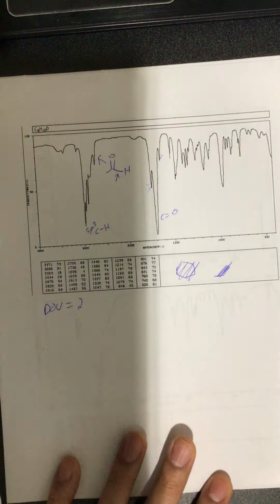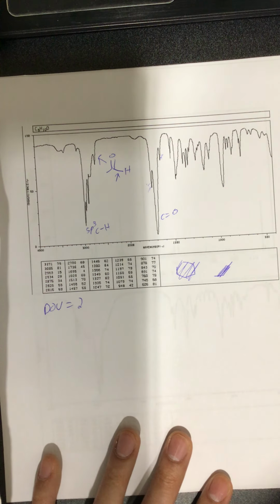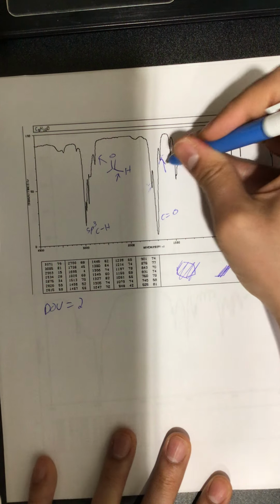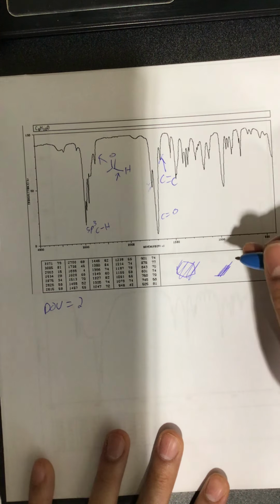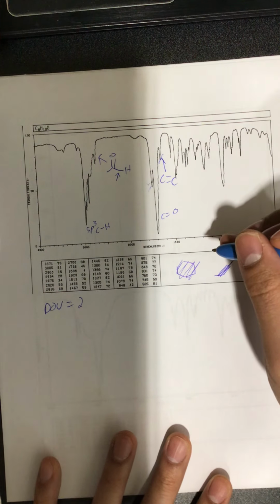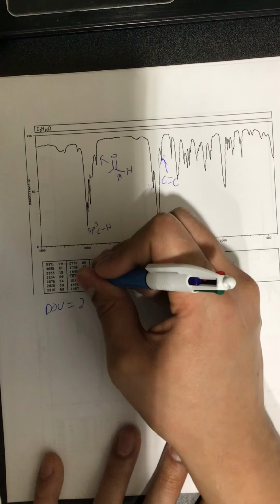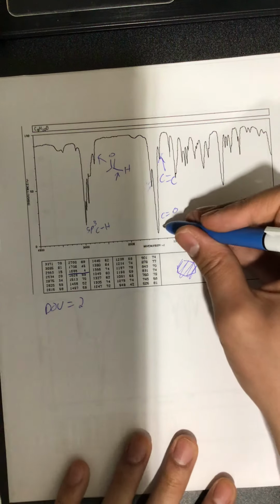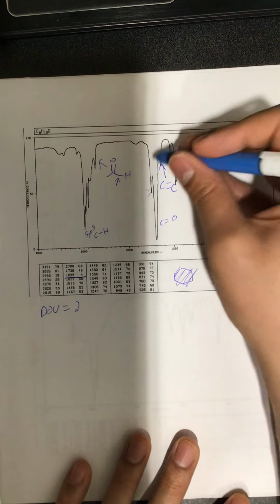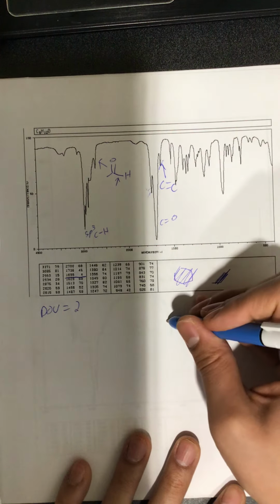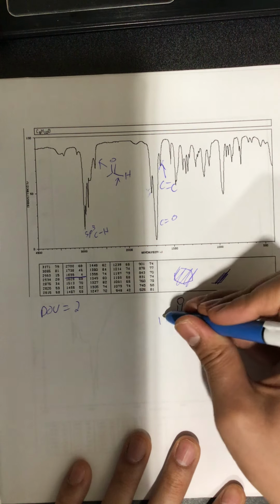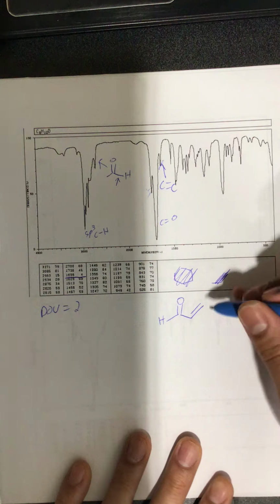No, hold on. Let me think. Maybe this peak is important. So maybe this is the CC. Maybe we have an alkene. Oh, okay, I understand. So this is 1695. It's below 1700. That means that it is a carbonyl right next to a CC double bond like this. And we know this is an aldehyde from the CH peak here.